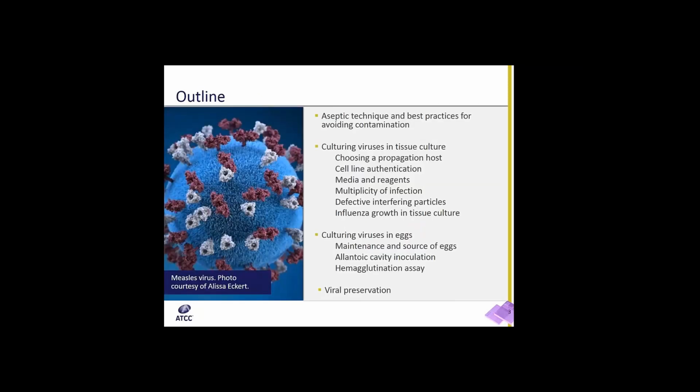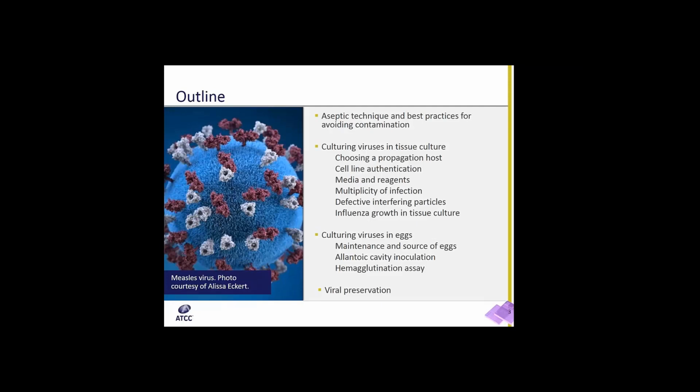The outline of today's talk focuses on aseptic technique and best practices for avoiding contamination. We will go over culturing of viruses in tissue culture, followed by culturing of viruses in eggs. In tissue culture, we will touch upon choosing an appropriate host, cell line authentication, media and reagents used in virus culture, the importance of multiplicity of infection and defective interfering particles. We will also go over the steps followed in growing a virus in cells using the example of influenza virus.